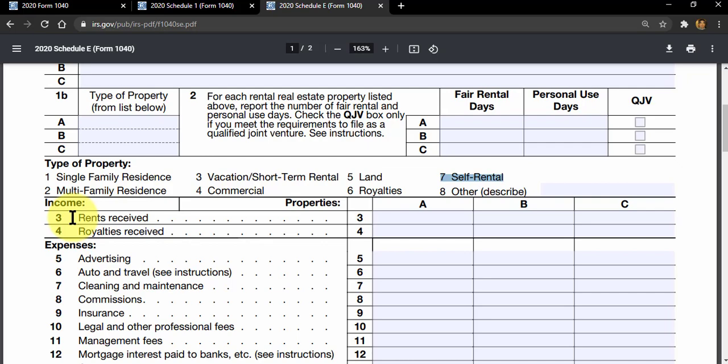And I'm guessing this is right now at the beginning of the year 2021. A lot of landlords did not collect all of their rent for the past 2020 year. Maybe they'll collect it, hopefully, in the coming year, this 2021, but they're not going to report it as income until they do collect the income.